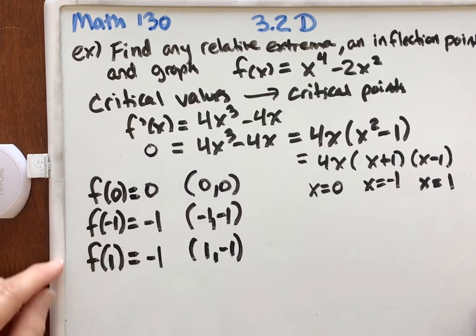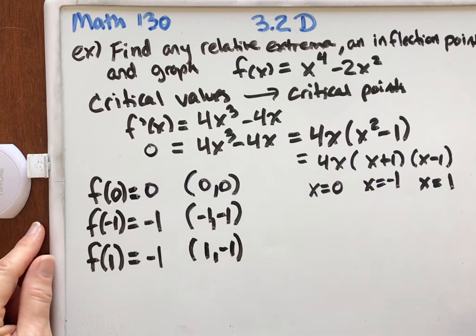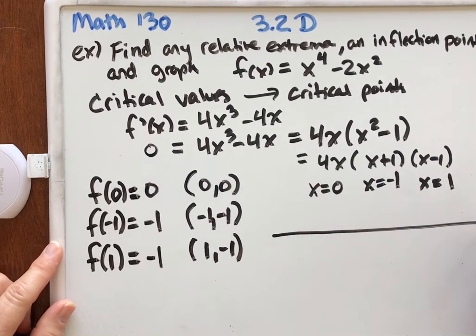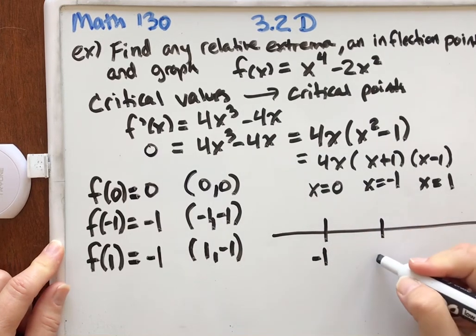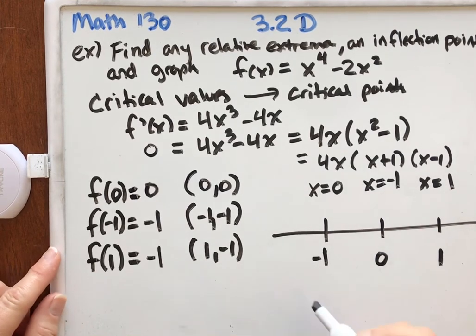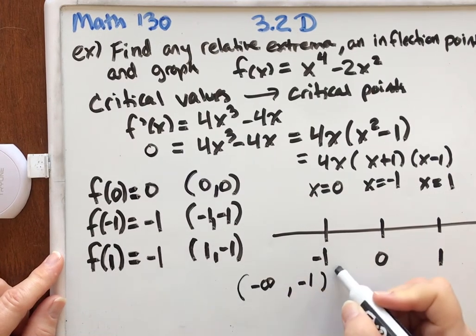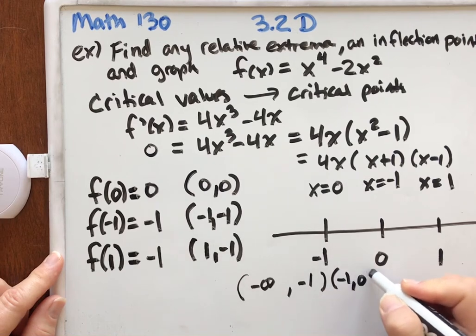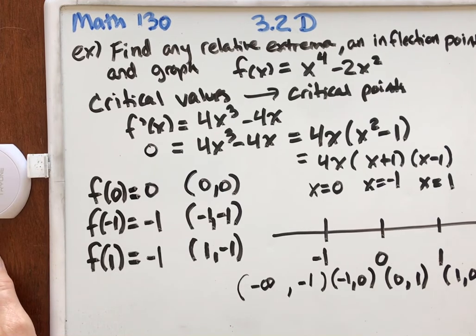So we're going to utilize these to find out if they are relative max or mins. So we're going to draw our little number line. We know we have critical values at negative 1, 0, and 1. So now we're going to look at the intervals. Here it's from negative infinity to negative 1. Here it's going to be from negative 1 to 0. And here it's going to be from 0 to 1. And here it's going to be from 1 to positive infinity. So now we test points.